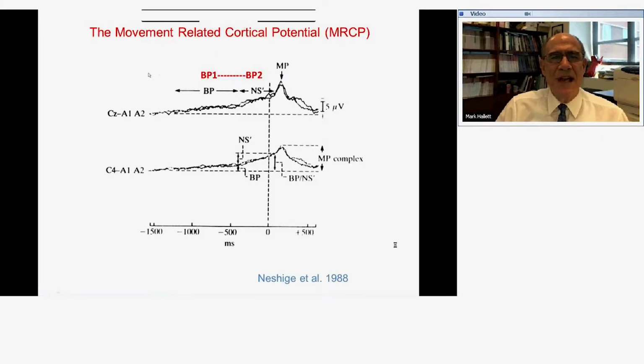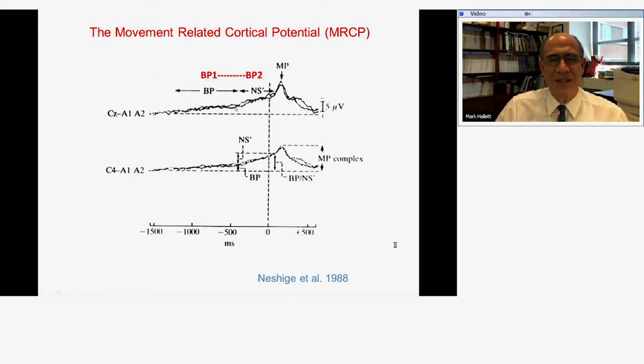Now, there's another type of back average that one can do on a longer time scale, and this is something that one can see with normal voluntary movements, and this is called the movement-related cortical potential, the MRCP. The actual potential itself prior to the movement is called the Bereitschaft potential. And it has two components, BP1 and BP2. In some older terminology from Shibasaki, this was called the negative slope. But BP1 and BP2 were good names.